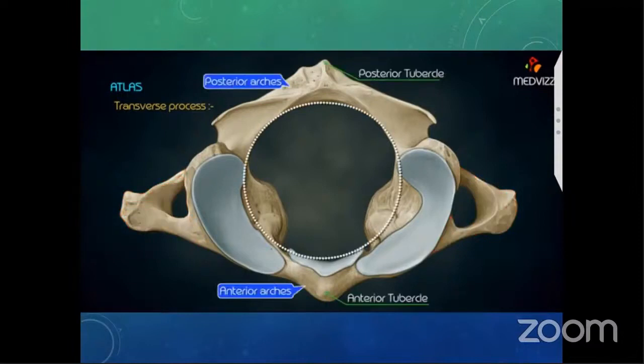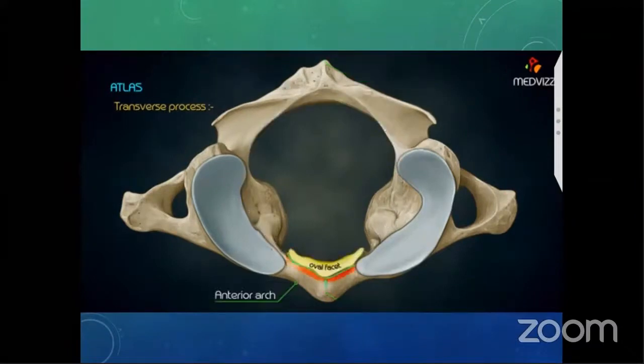So here you can see the first cervical vertebra is ring-like in structure. And as I have already told you, it has neither body nor spinous process. In spite of that, it has two arches, the anterior and the posterior arch, which have tubercles. The important articulation of the anterior arch is that on its internal surface, it has this oval facet, which articulates with the dens of the axis vertebra. And from the anterior arch to the dens, we calculate the atlanto-dens index, which we will discuss later in the presentation.